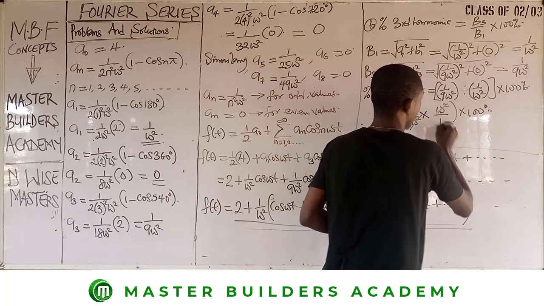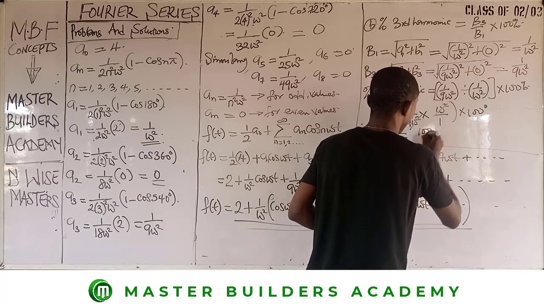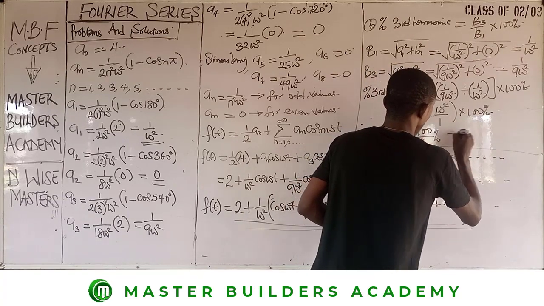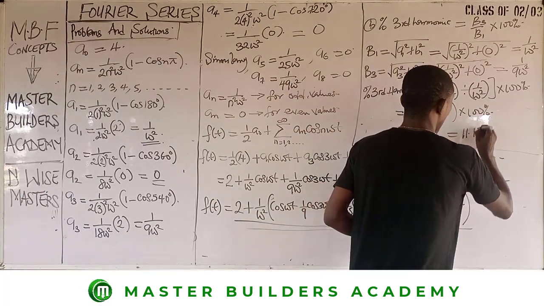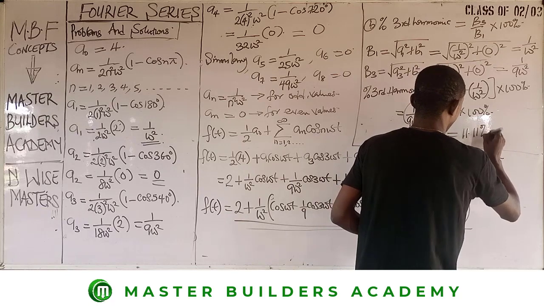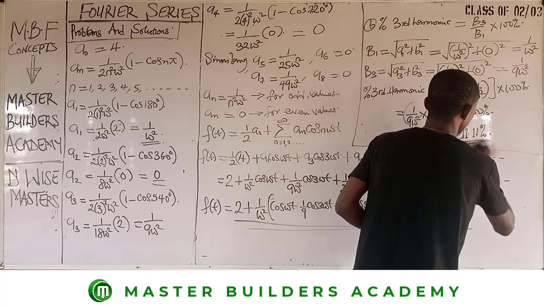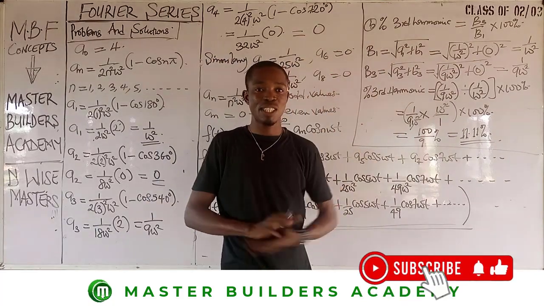So this takes care of this, and we'll have this as 100% over 9. 100 divided by 9 will give us 11.111111. So we have 11%. So this is the answer to part B of this question.